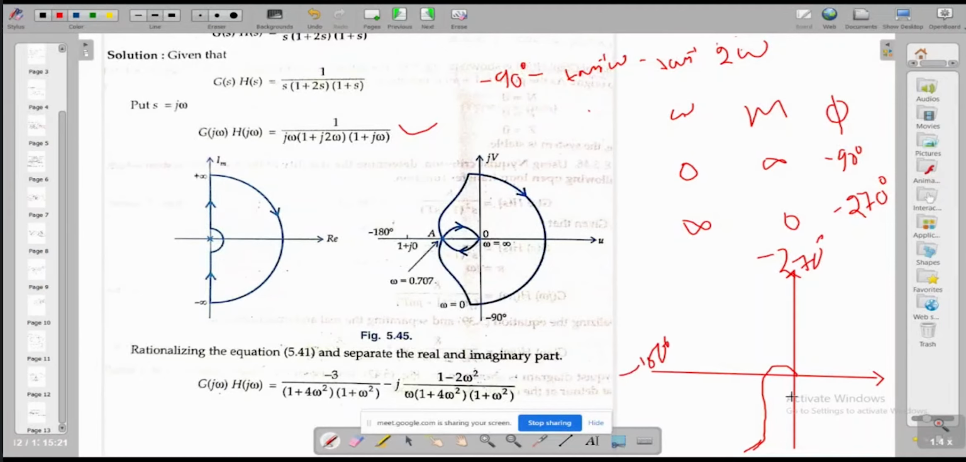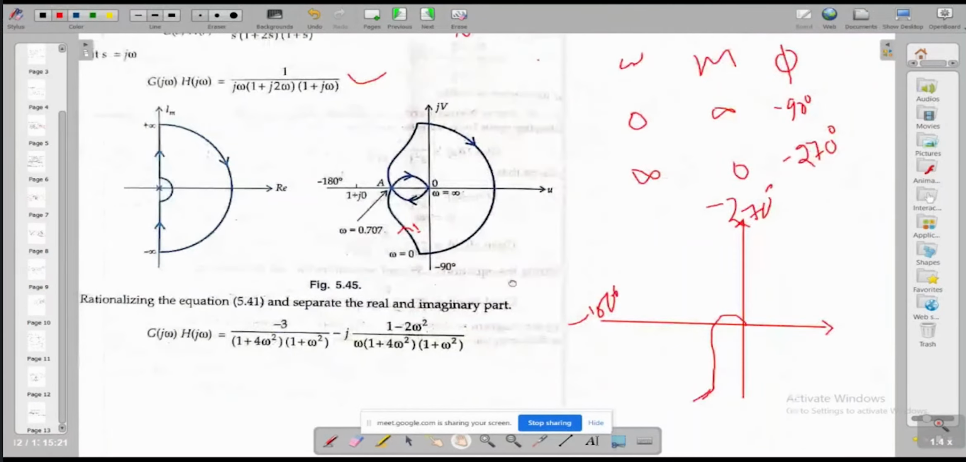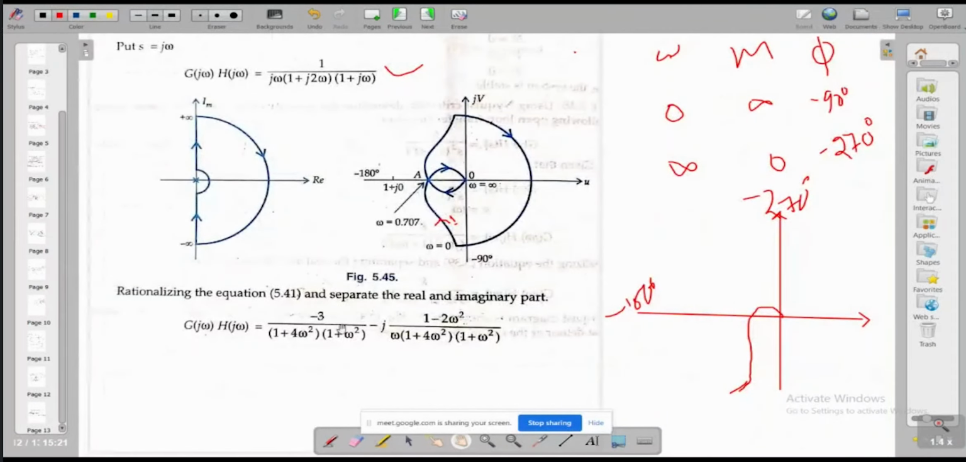So this will be the plot. This is your path number 1. This is the general polar plot of the transfer function. Now what you have to find out is this intersection point. For this intersection point, you have to rationalize the transfer function, and then separate the real part and the imaginary part.